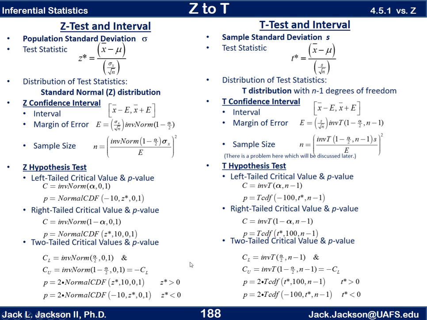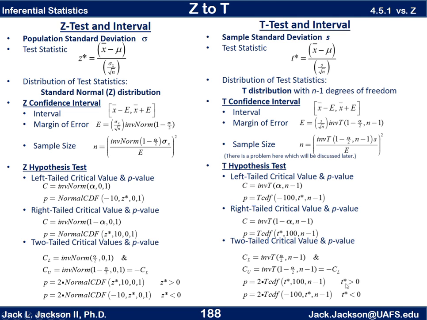Now if you're going to use the p-value approach, then the p-value is 2 times normalCDF from Z star to 10, 0, 1 when the Z is to the right of 0, the right of the mean. So you're getting a sample with the sample mean bigger than the hypothesized mean. And if it's to the left, you want to find your p-value as the area of a region to the left, which would be 2 times normalCDF(-10, Z star, 0, 1).